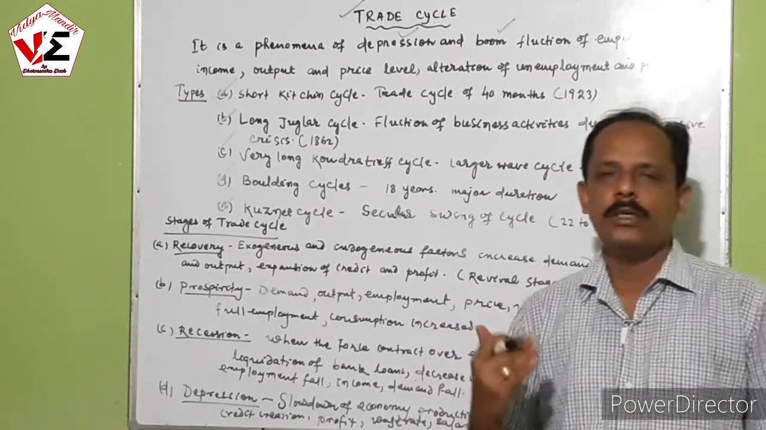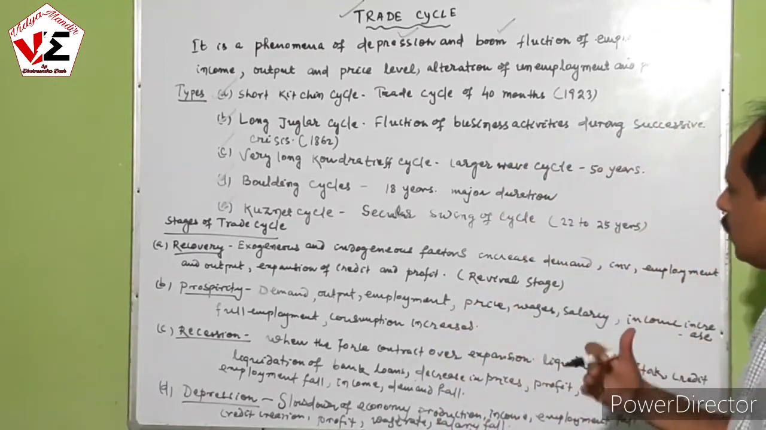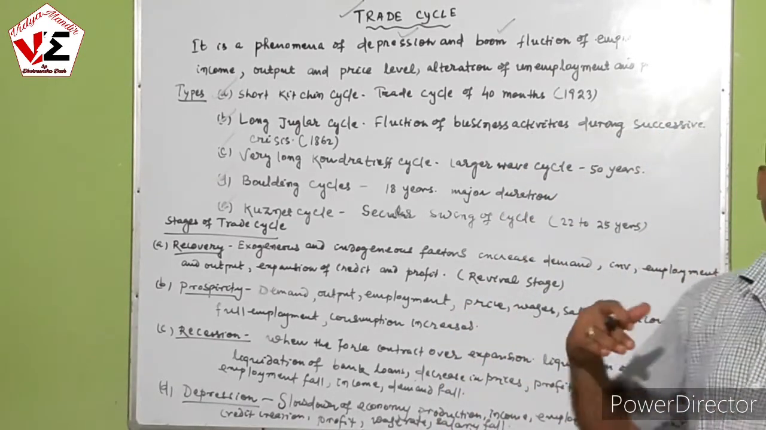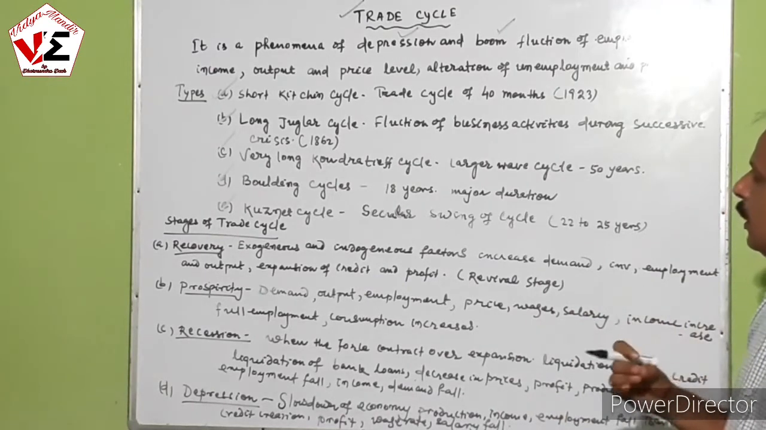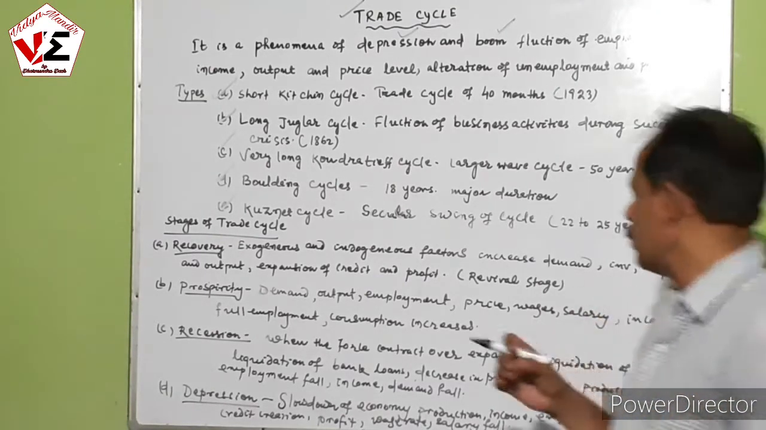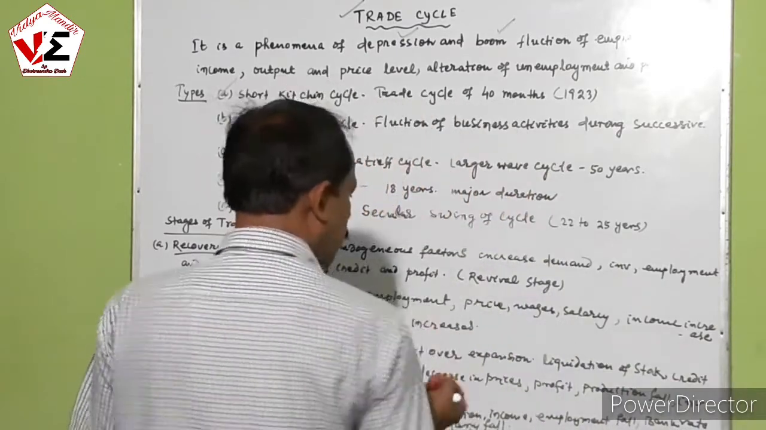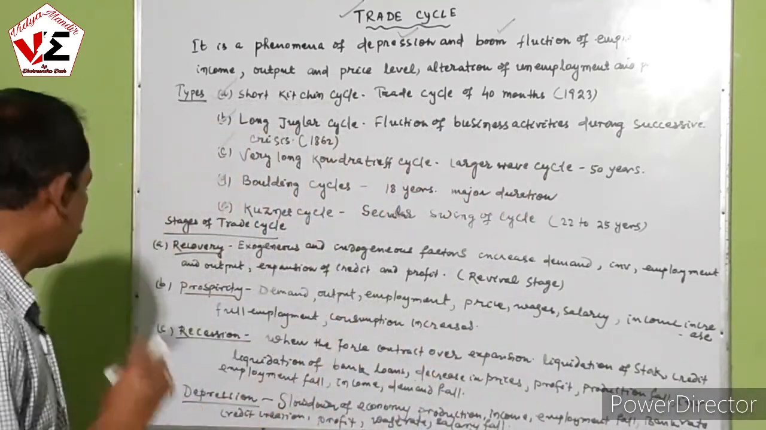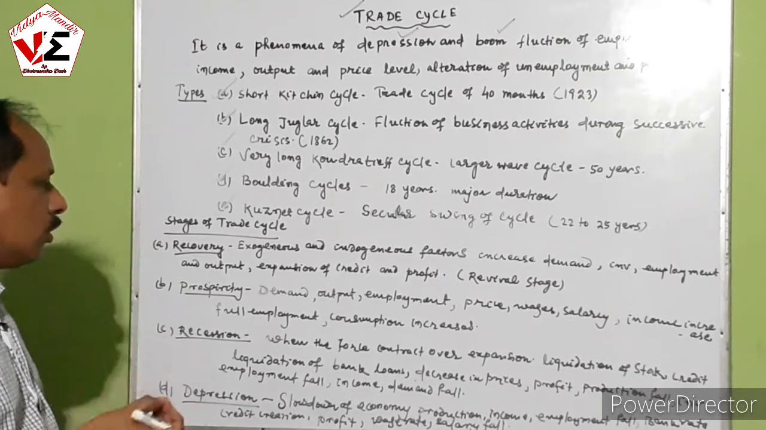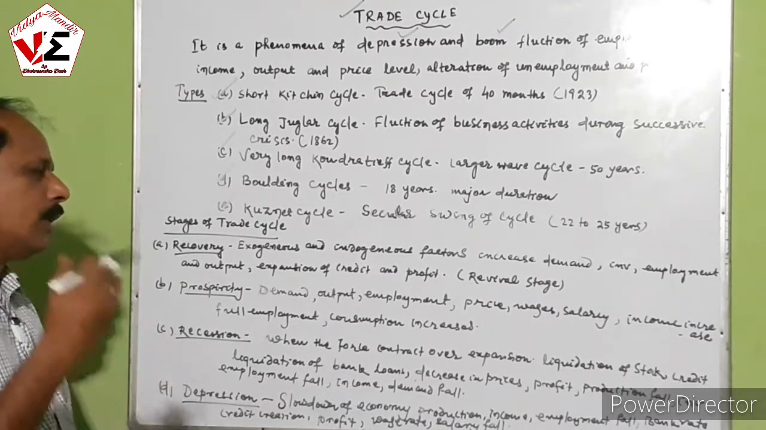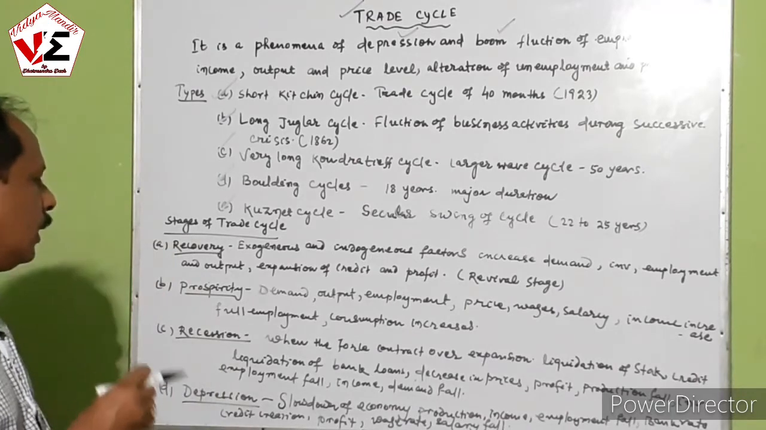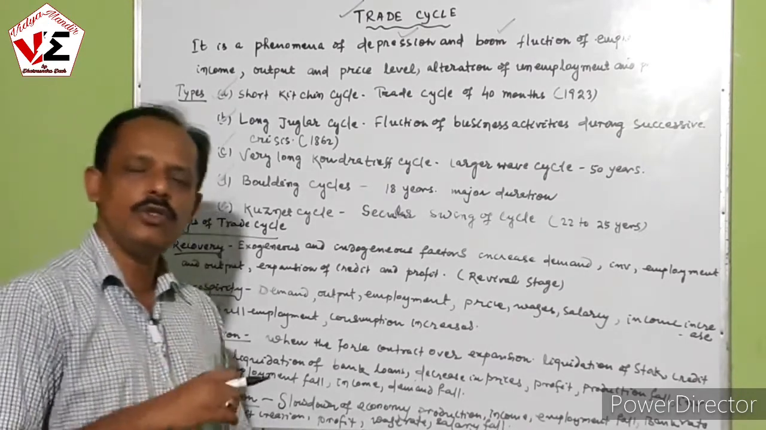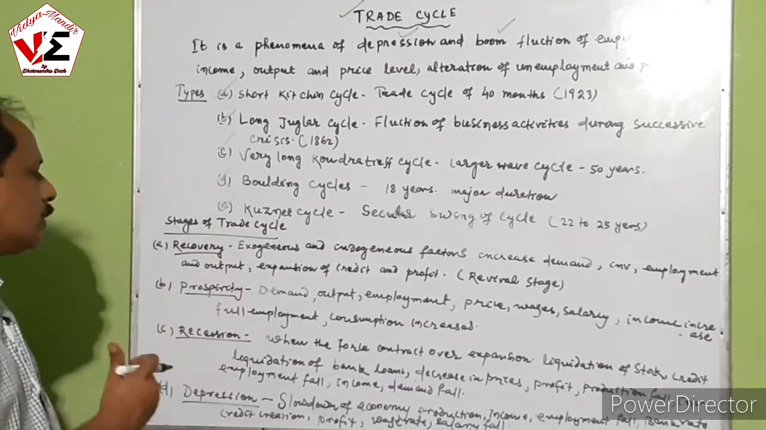There is a reduction in the price rate, a fall in the price rate, a fall in the demand for the product in the economy. There you see the liquidation. That's when the forces contract over the expansion: liquidation of stocks, credit, liquidation of bank loans, decrease in the price level, profit margin falls, production falls, investment falls, then employment falls, income and demand fall. There you see that a recession takes place.